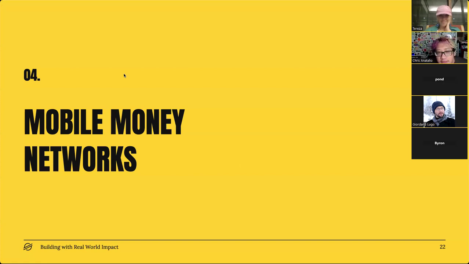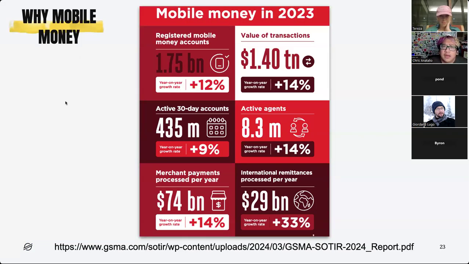So now let's dive into the concept of mobile money networks. This is a core focus of our hackathon bounties. So, why is it such a big deal? This actually surprised me to learn, but there are 1.75 billion users using mobile money networks. And the reason why is because they work on feature phones. Feature phones are really simple, imagine an old Nokia phone from the 2000s.